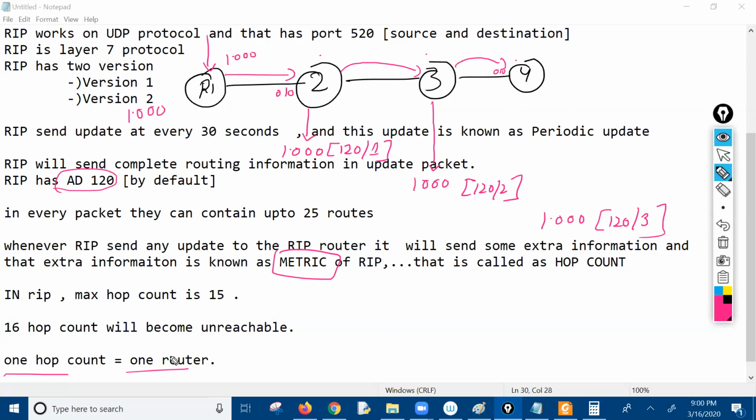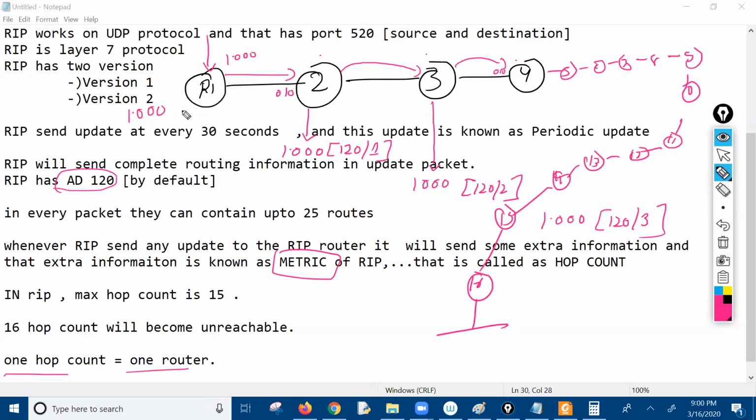It's simple. So if you have 5, 6, 7, 8, 9, 10, 11, 12, 13, 14, 15, and 16, can I provide communication from this end to that end? No, it will not, because the maximum hop count is 15. 16 will become unreachable. So you cannot provide the communication. You cannot put more than 15 routers in your network if you're enabling the RIP protocol.